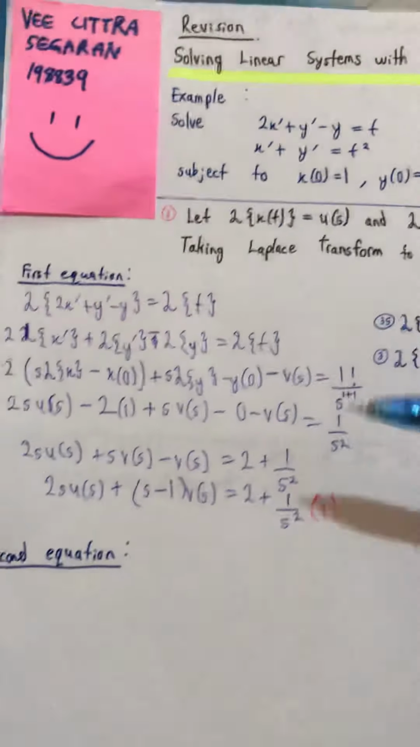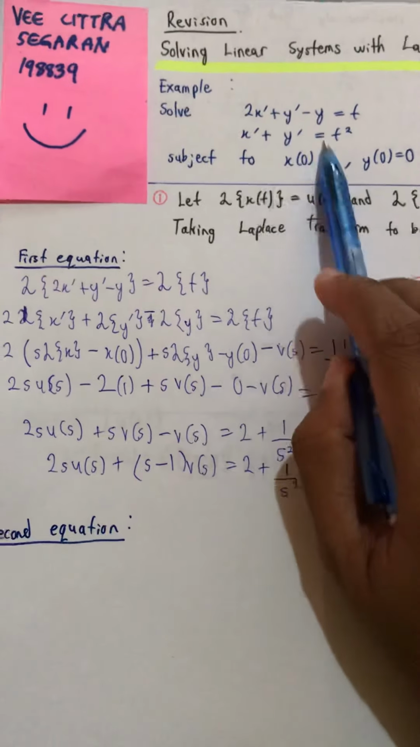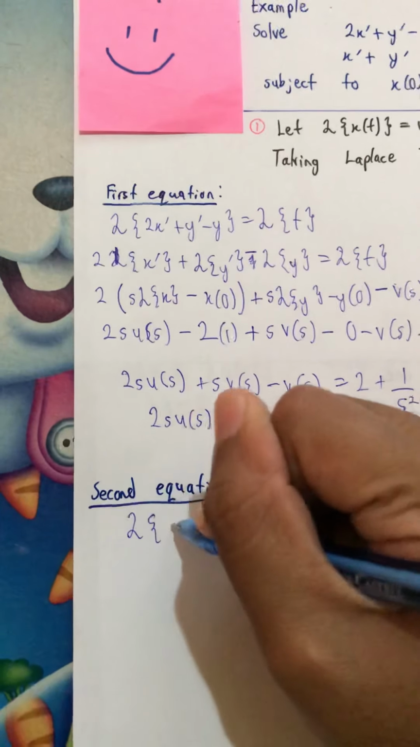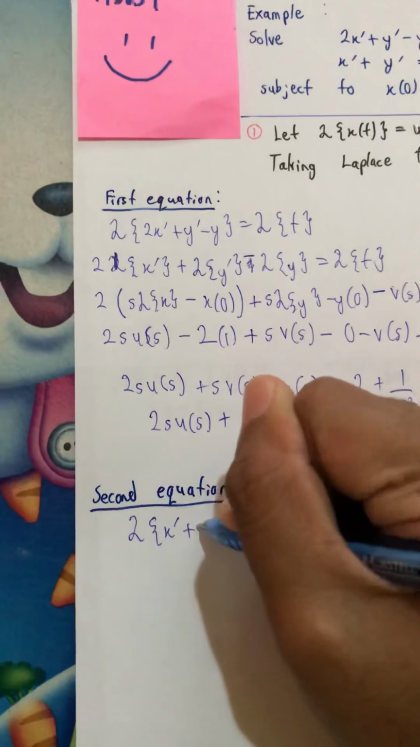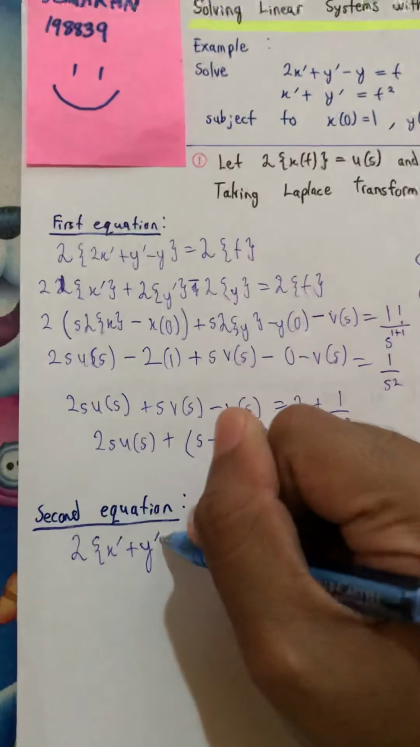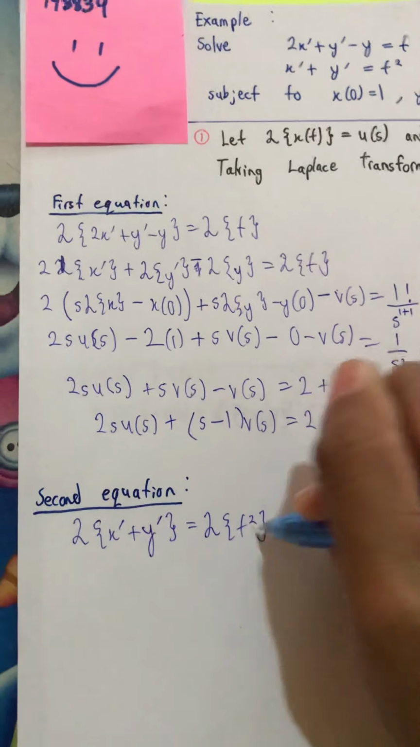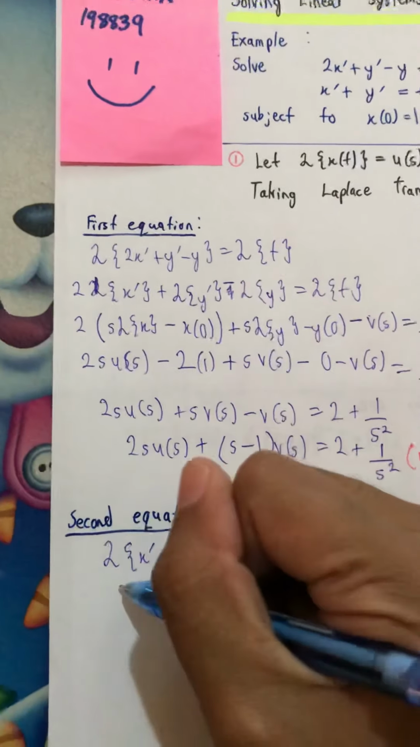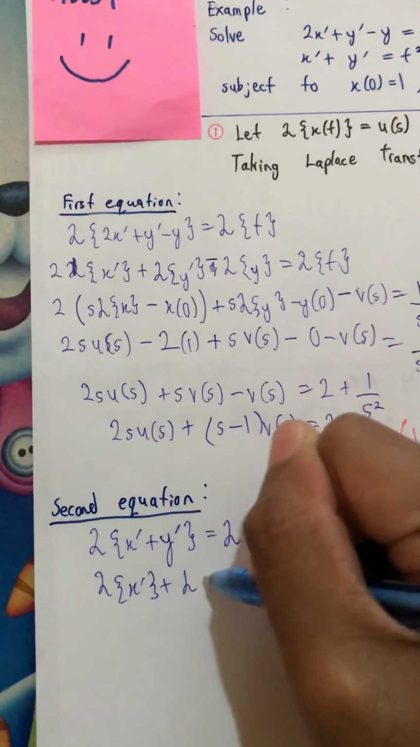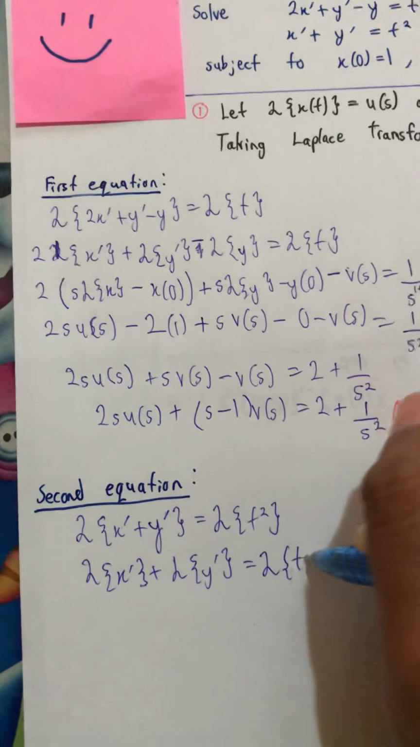Next, we move to the next part where we have to take the Laplace transform of the second equation. So we take the Laplace transform of both sides of the second equation. The left side is x' plus y', and the right side is the Laplace transform of t squared. So we can also separate this part: the Laplace transform of x' plus the Laplace transform of y' equal to the Laplace transform of t squared.